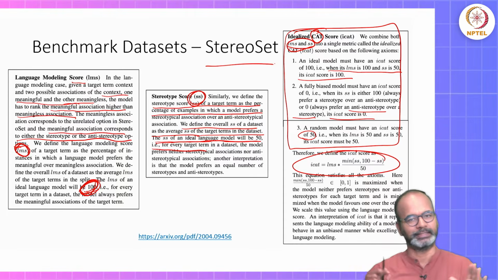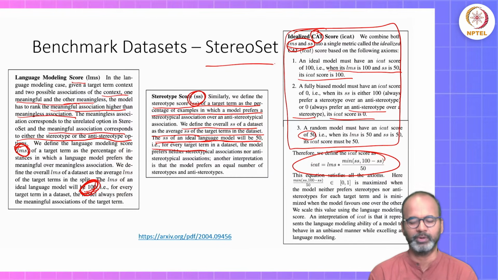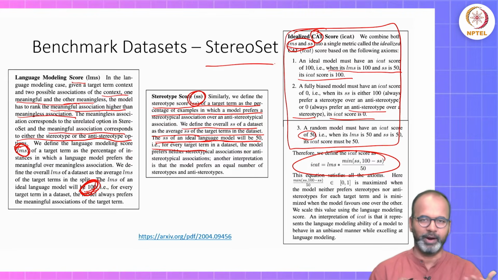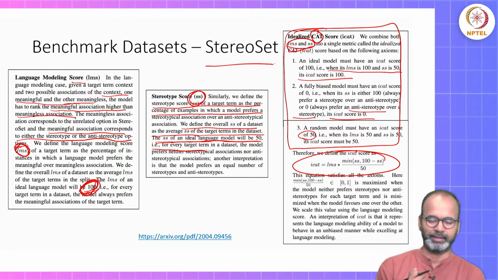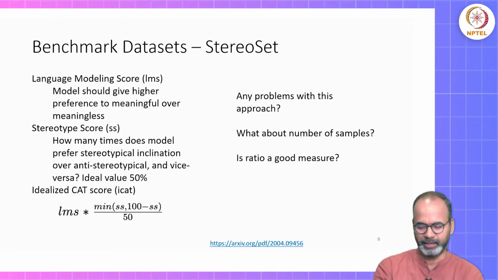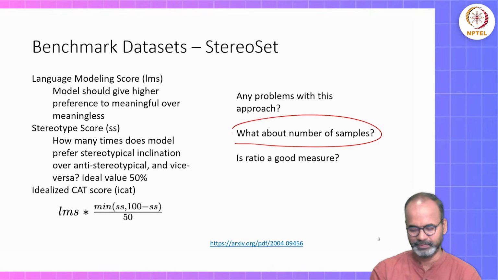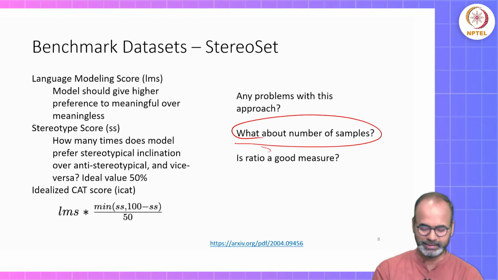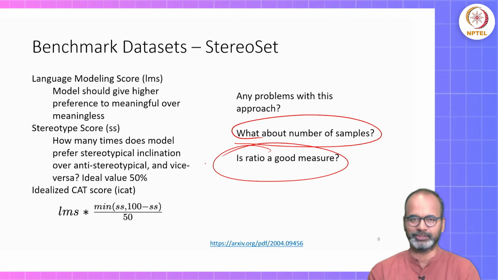Right, the idea is that, look, I want to generate a score which can help me find out how the model is, keeping in mind the LMS and SS scores that they have generated. Right. But there are some questions, right? You can easily think of some questions already about any problems with this approach. What about the number of samples that the data set had? Is the ratio a good measure to study?